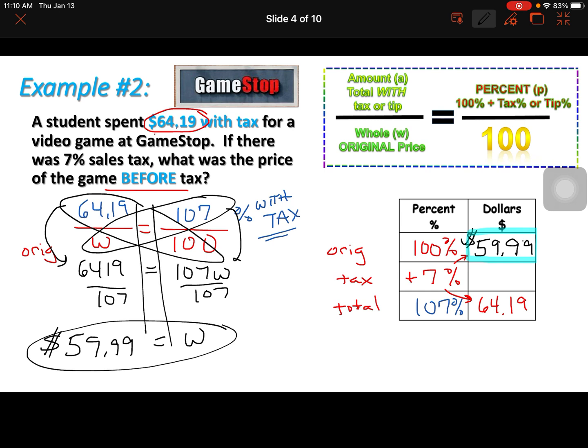This is the only way that we can work backwards and get to the original. You have got to use the shortcut. And so this is where it gets a little bit tricky. We're going to be practicing this more and more.